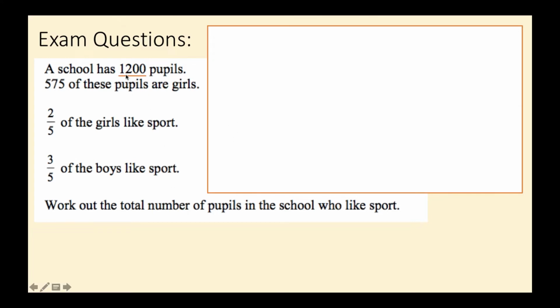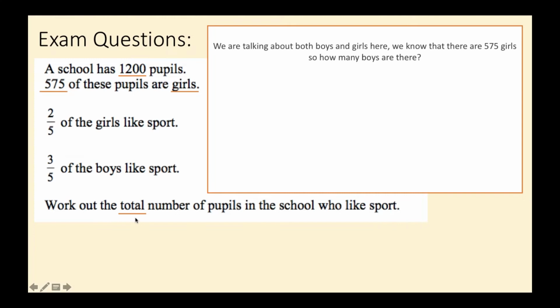The first thing I'm going to do is underline the keywords in the question. So I have 1,200 pupils and 575 of these pupils are girls. I also want to know the total number of pupils in total. We know how many girls there are, but we don't know how many boys there are. We're talking about both boys and girls here, and we know that there are 575 girls, so how many boys must there be? All we need to do is 1,200 take away 575. So we now know that there are 625 boys.